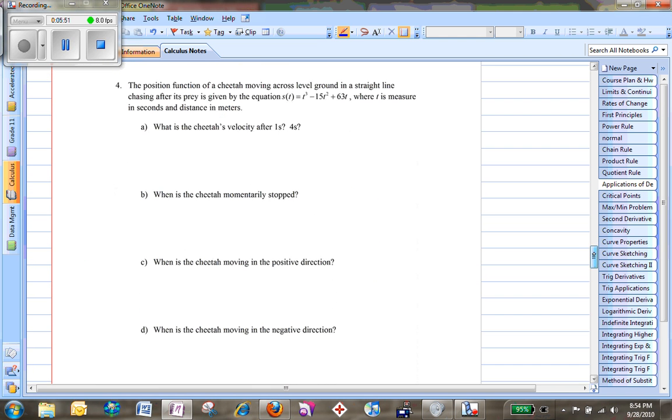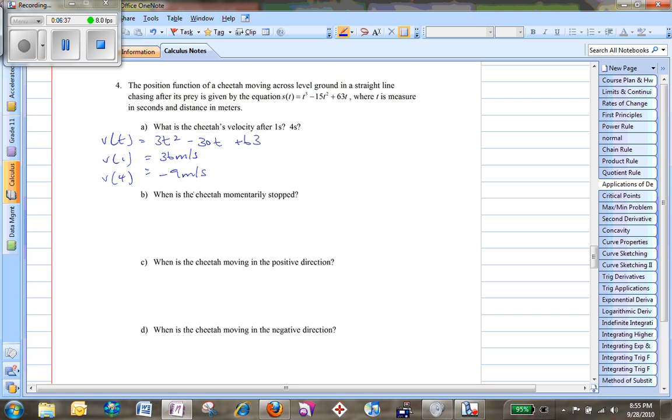The position function of a cheetah moving across level ground in a straight line chasing after its prey is given by the following equation, where t is measured in seconds and distance is in meters. What is the cheetah's velocity after 1 second? Well, I have the displacement equation, so the first thing I need to find is the velocity equation. So v of t is equal to 3t squared minus 30t plus 63. If I sub in v at 1 and v at 4, tell me what you get. Hopefully you get something around 36 meters per second, and if I sub in 4, I think it's negative 9 meters per second.